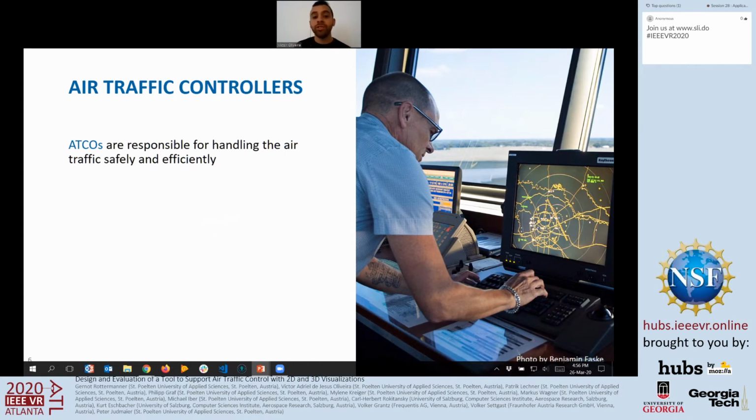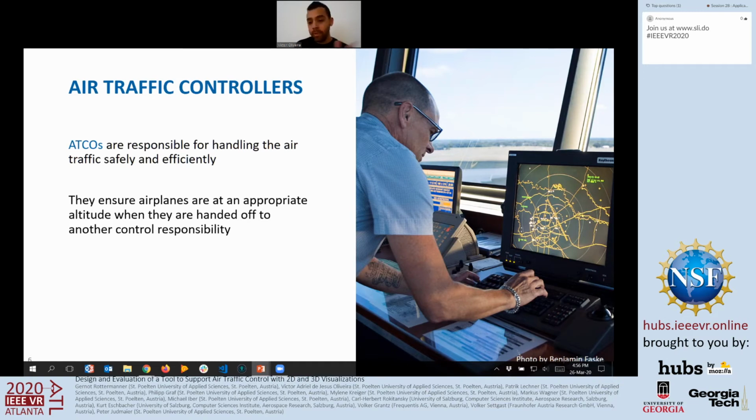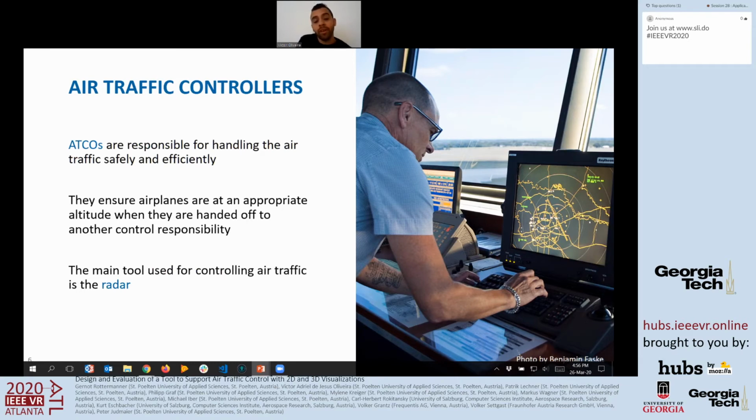Particularly approach and terminal controllers are responsible, among many other things, for ensuring that airplanes are at an appropriate altitude when they are handed off to another control responsibility. For many decades, the main tool used for controlling air traffic is the radar, as you can see here in this picture, which is a 2D visualization. The altitude of the airplane is represented only by digits, which the ATCO has to put together with this visual information.